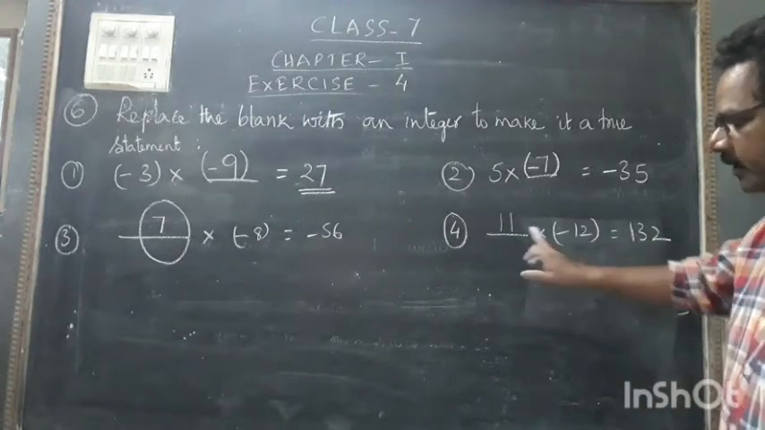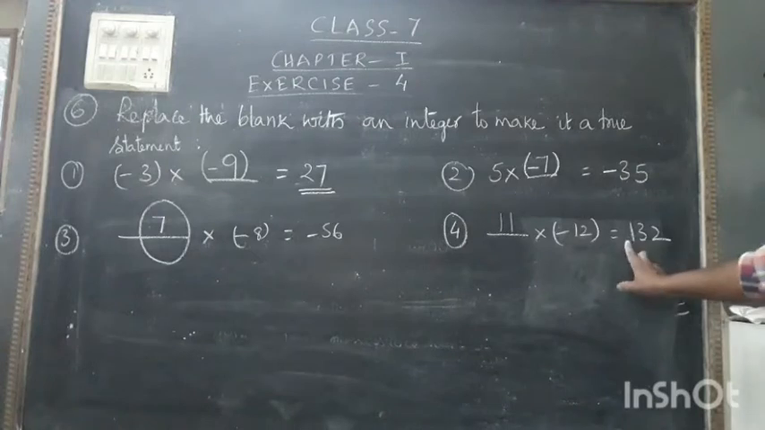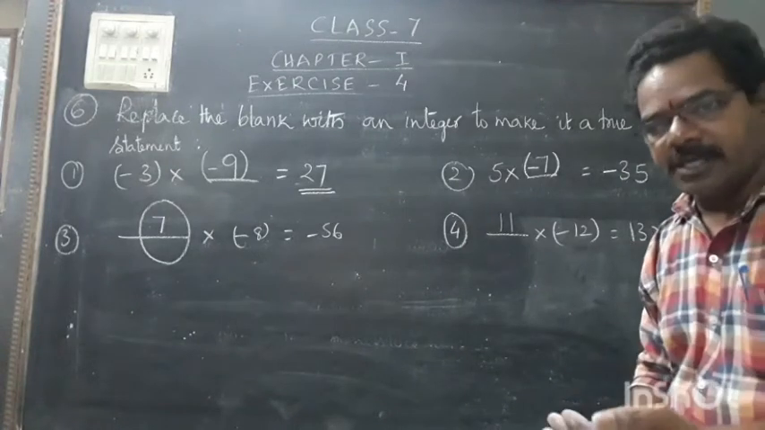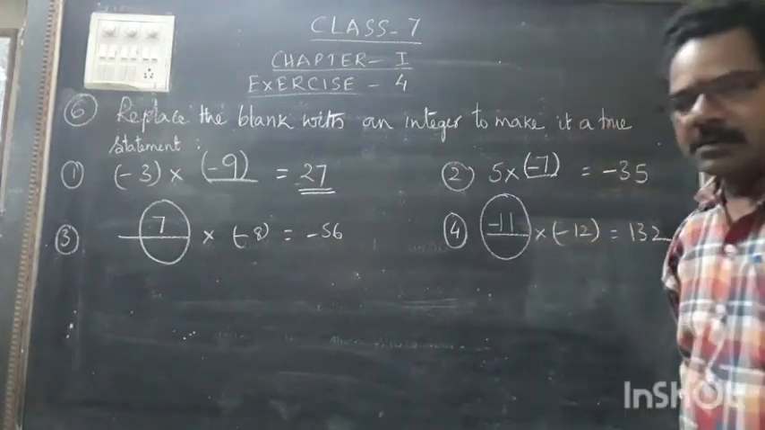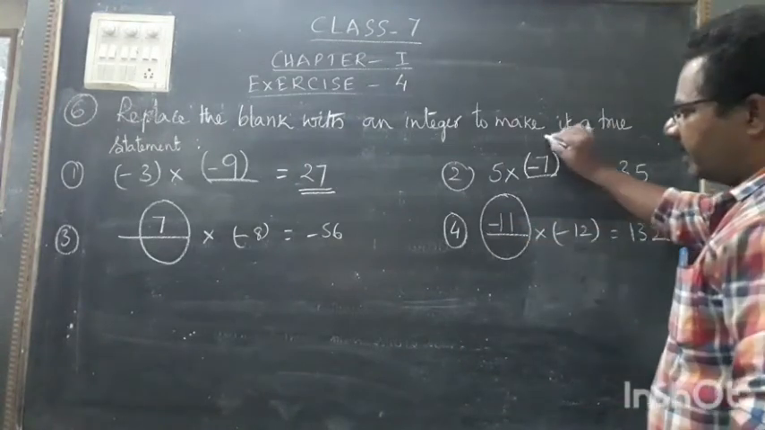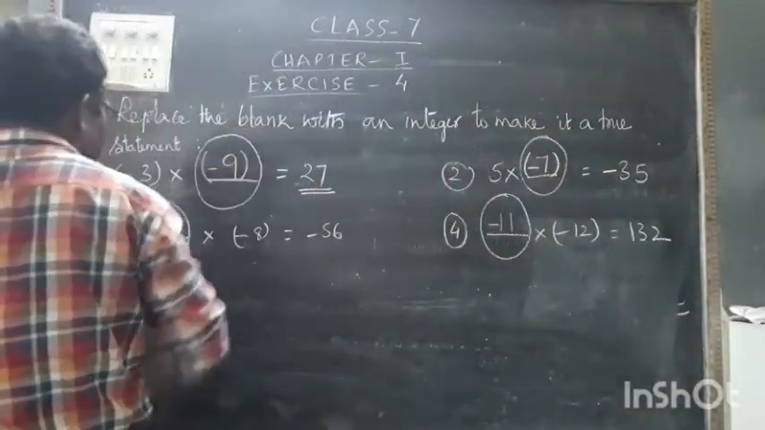But numbers are correct, symbols are different. Here minus is there, minus is removed here. Minus into minus is equal to plus. So here also we have to write minus. The answer is equal to minus 11. Here the answer is equal to minus 7. Here the answer is equal to minus 9.